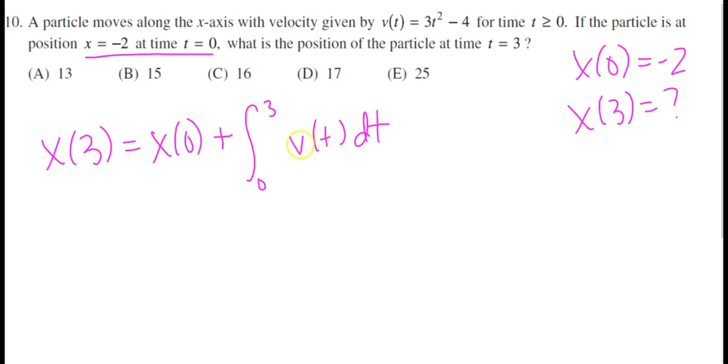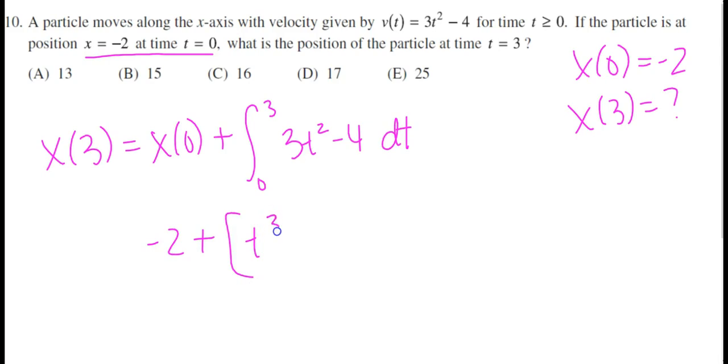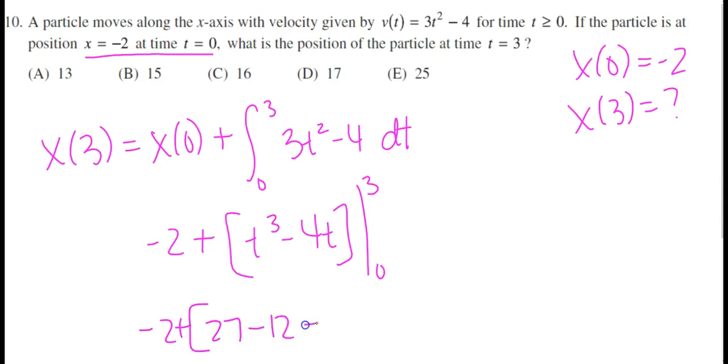So let's go ahead and just plug in v of t here. v of t is 3t squared minus 4. So x of 0, again, was negative 2. Here we will anti-derive, so t cubed minus 4t. Evaluate that at time 3 and time 0. Plugging in 3 gives me 27 minus 12. Minus, plugging in 0 just gives me 0.